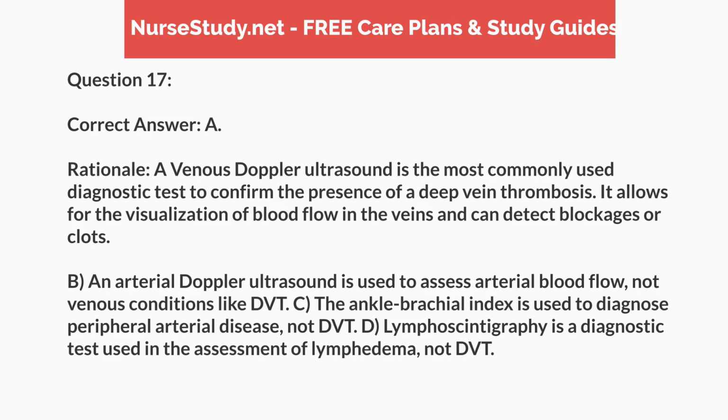Rationale: A venous Doppler ultrasound is the most commonly used diagnostic test to confirm the presence of a deep vein thrombosis. It allows for the visualization of blood flow in the veins and can detect blockages or clots. B. An arterial Doppler ultrasound is used to assess arterial blood flow, not venous conditions like DVT. C. The ankle brachial index is used to diagnose peripheral arterial disease, not DVT. D. Lymphoscintigraphy is a diagnostic test used in the assessment of lymphedema, not DVT.